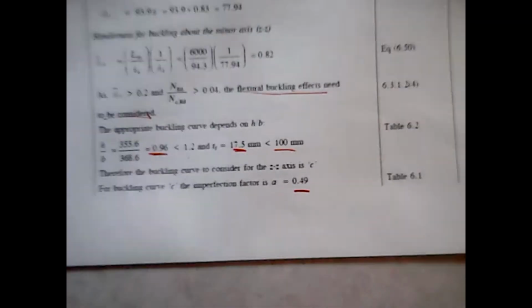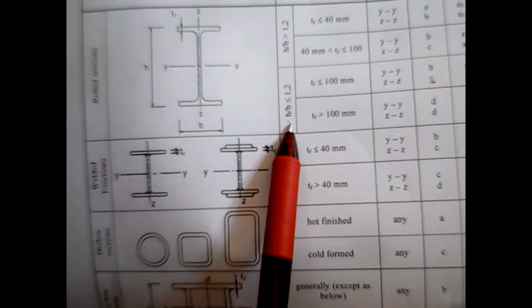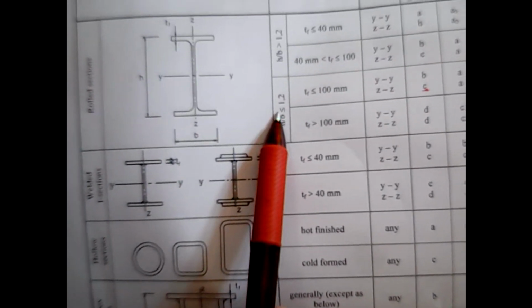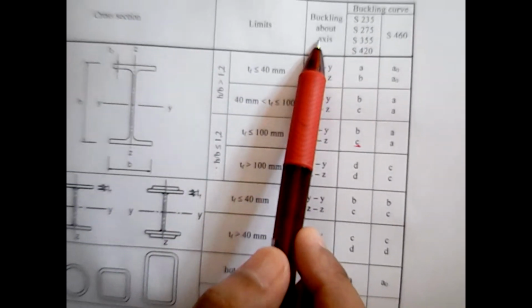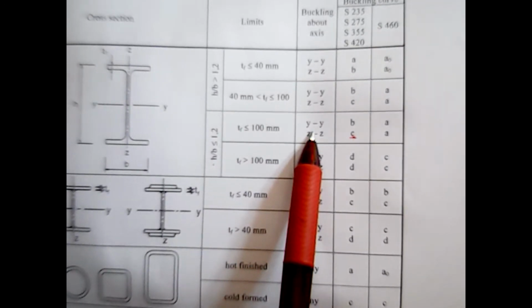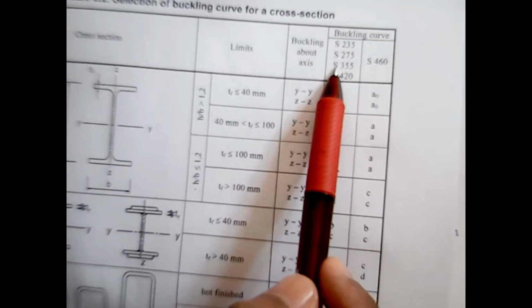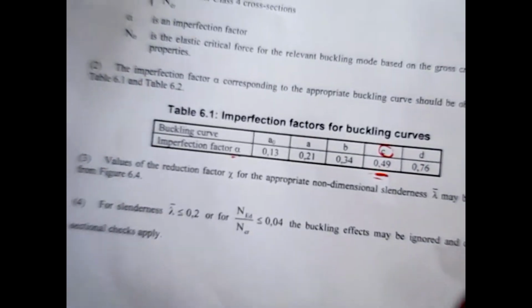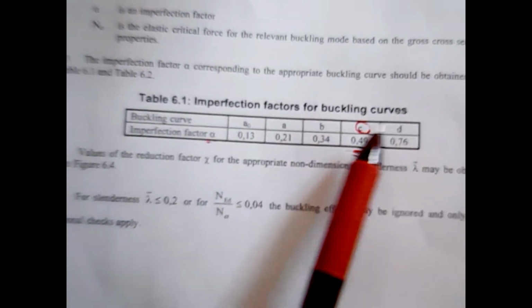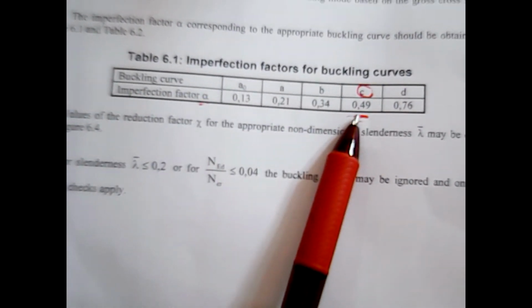Okay, so refer back to table 6.2: H over B less than 1.2, and flange thickness less than 100. You are now checking the buckling curve about the Z axis, which is the minor axis. Therefore, your buckling curve for grade S355 is buckling curve C. For buckling curve C, you go to table 6.1, which is this table. Okay, imperfection factor, which is the alpha value. For buckling curve C, the imperfection factor alpha is equivalent to 0.49.